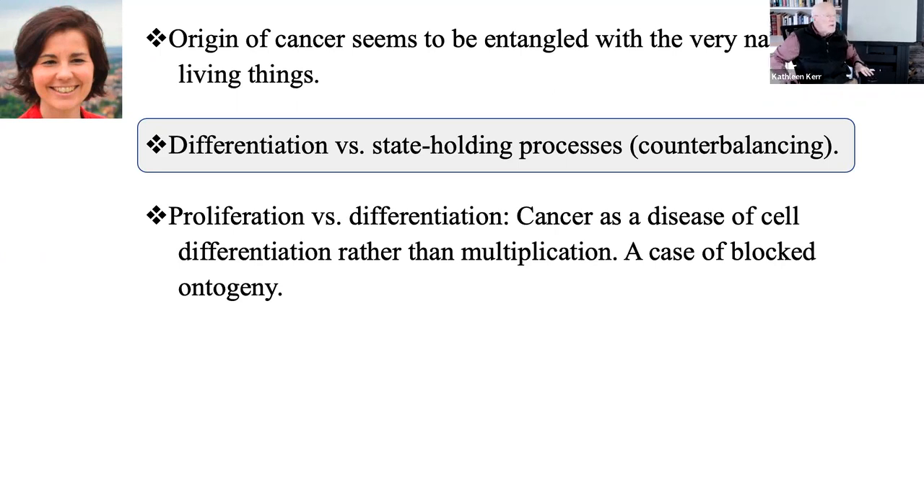So proliferation versus differentiation. And these are the steps that she got to, I think, in my words, that led her to the need for systems or dynamic relational thinking, and using systems thinking to do that. Proliferation versus differentiation. And her key point is cancer as a disease of cell differentiation rather than multiplication. In other words, it's a case of blocked ontogeny.